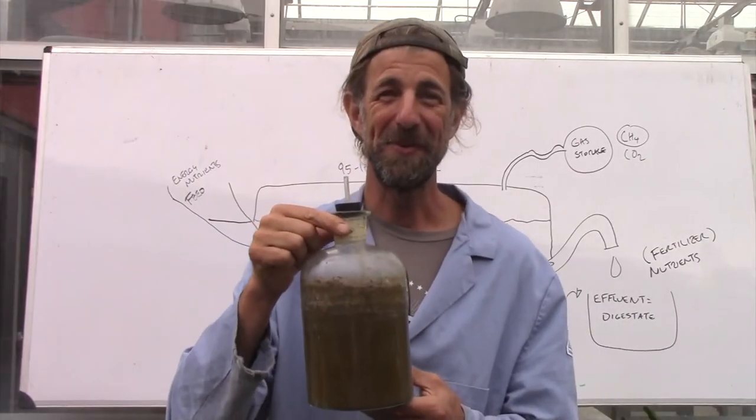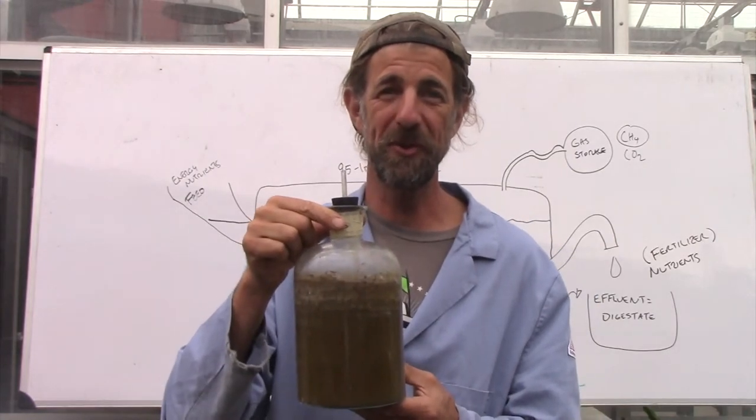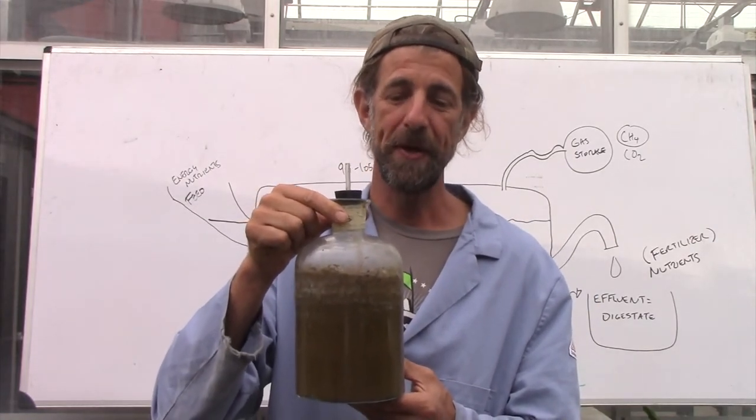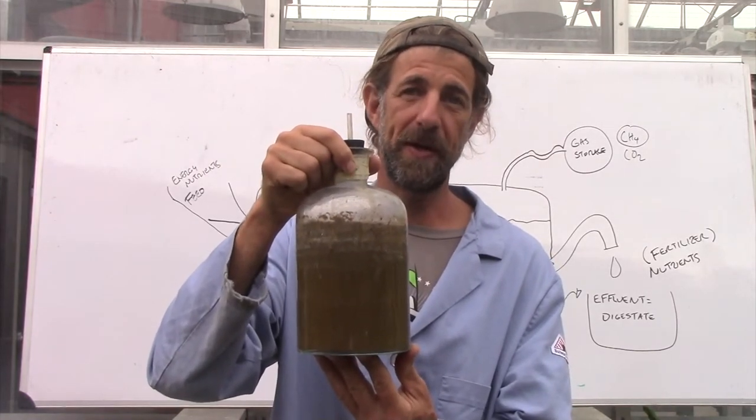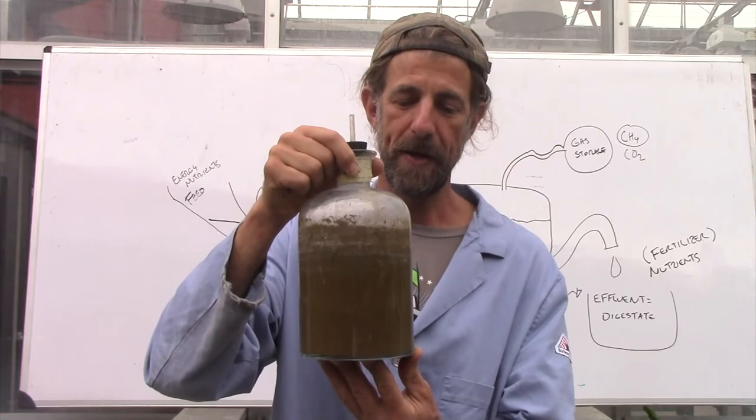So this is just an example of an anaerobic digester. This would be called a batch digester. And if you look inside there, you'll see a slurry. This is cow manure and brewer's grain and water.